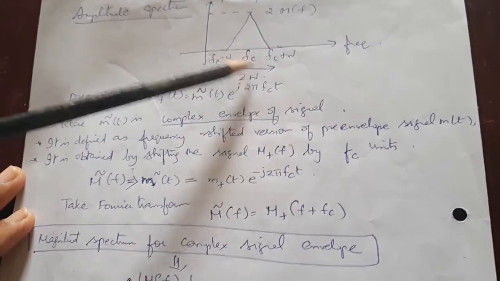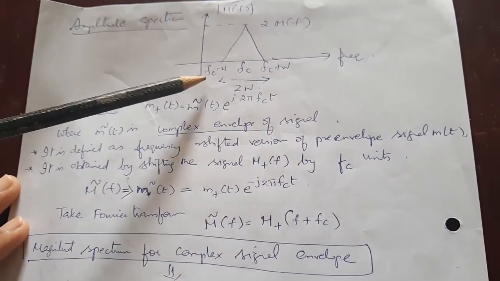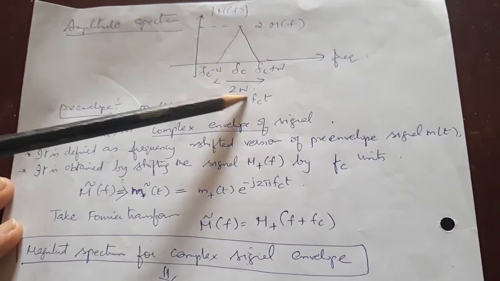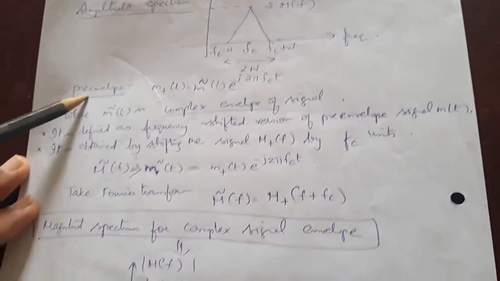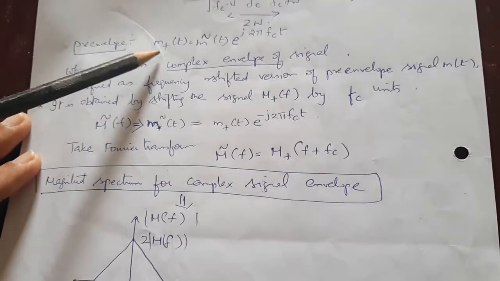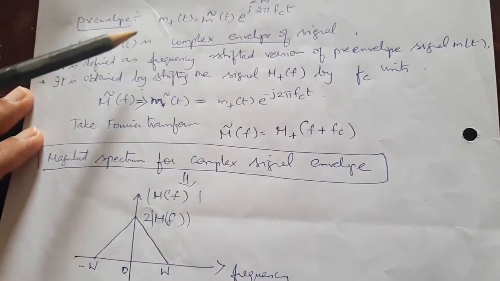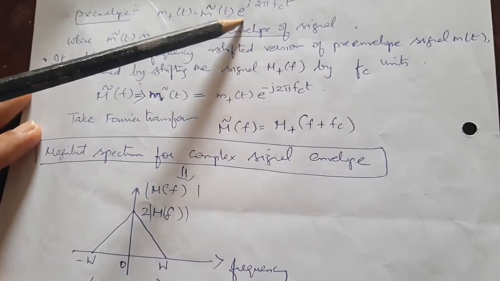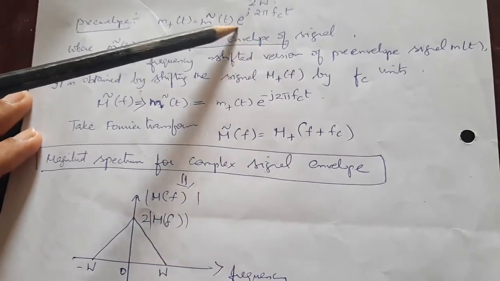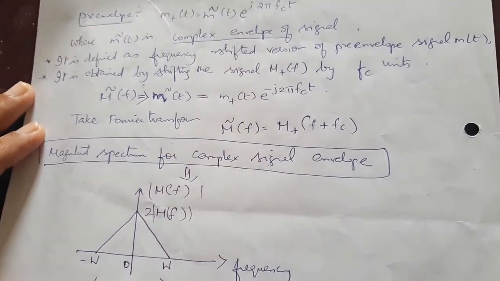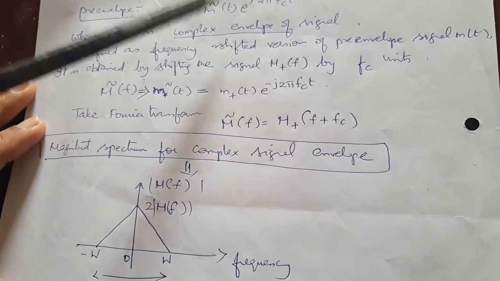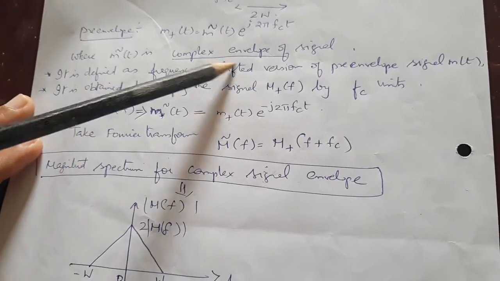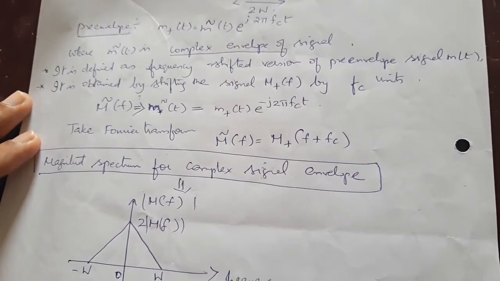So you are redrawing the spectrum with the center frequency Fc, Fc plus W, Fc minus W. And the bandwidth will become 2W. Now the same pre-envelope signal I have taken, I'm going to consider under the complex function. So complex means I'm going to add an exponential value e power j 2 pi fct, so e power j omega ct. That is called the complex envelope of the signal.